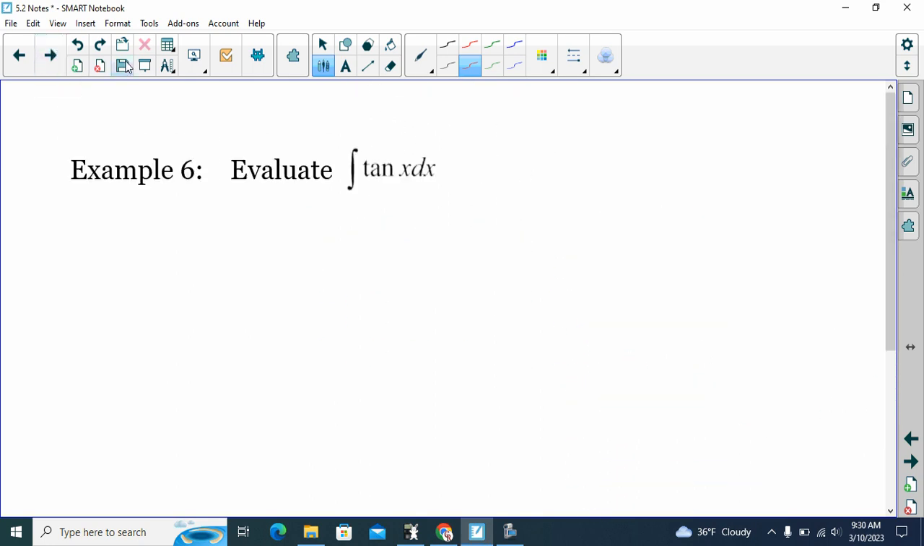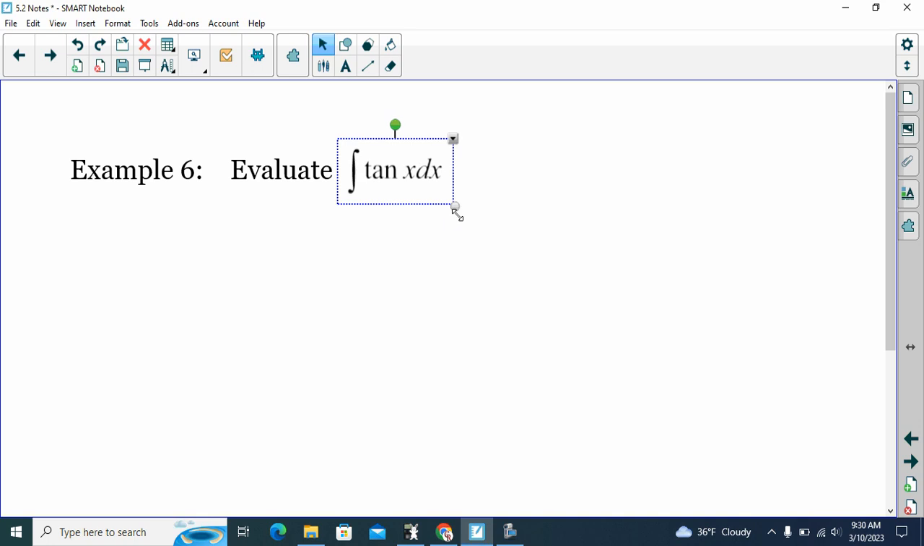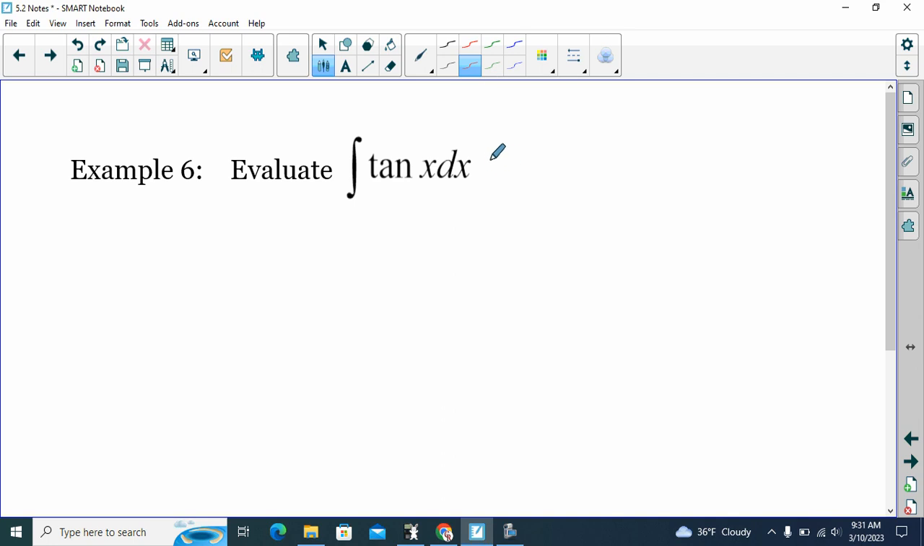Last problem, example 6, asks us to integrate tangent x dx. We know the derivative of tangent x is secant squared x. What is the integral of tangent x dx? Let's start by rewriting it in terms of sine and cosine. Tangent x is sine x over cosine x. And we're going to u substitute. Let's make u equal to cosine x.